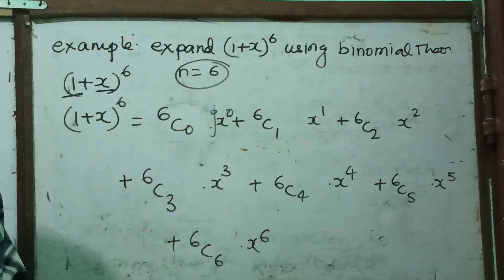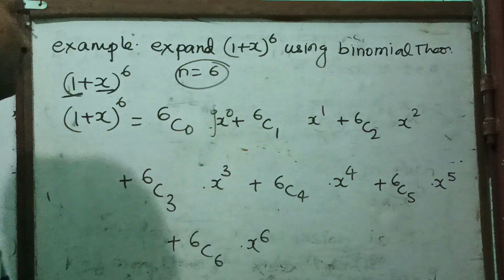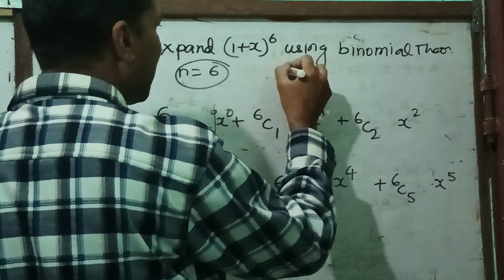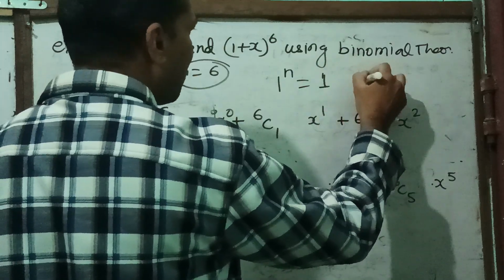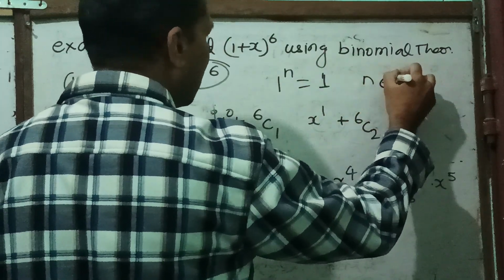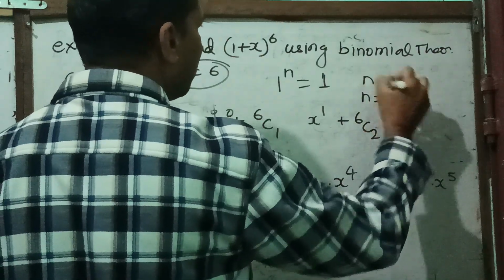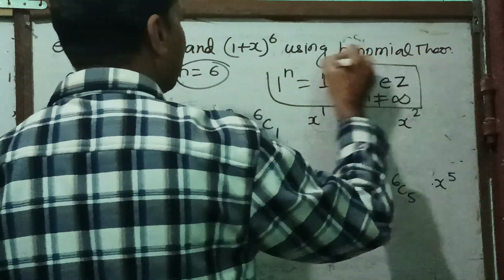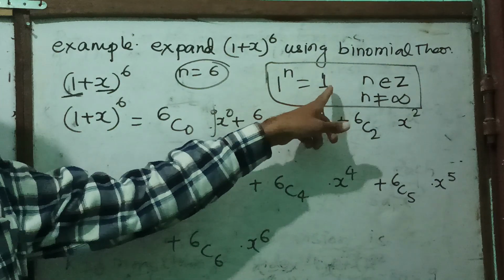Why have you removed all those powers of 1? Yeah, because 1 to the power n is equal to 1 itself, where n belongs to integers and n is not equal to infinity. Okay, so that is the reason. Yeah. Thank you so much, sir. 1 to the power n is 1 itself.